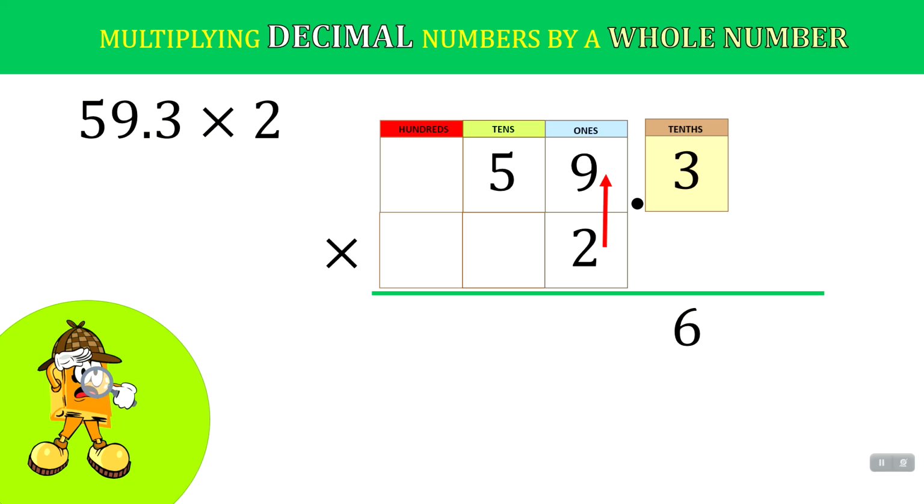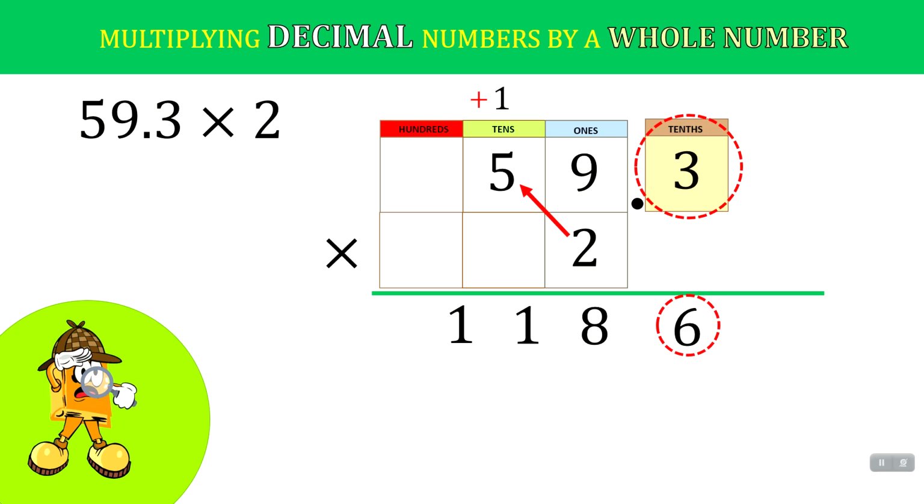2 times 9 is 18, so we write the 8 and we carry the 1. And lastly, 2 times 5 is 10 plus 1 is 11. Again, we check. There's one digit after the decimal point in the question, and we need one digit after the decimal point in the answer. And our answer is 118.6. And that's how you do it.